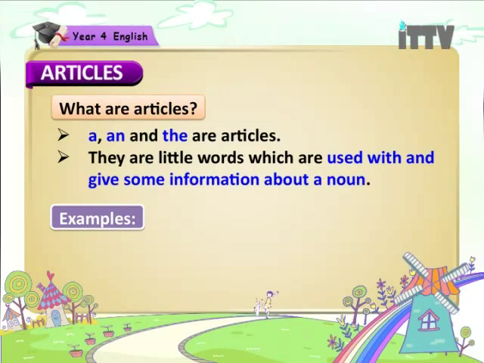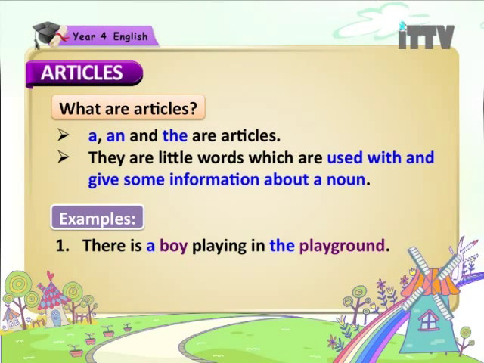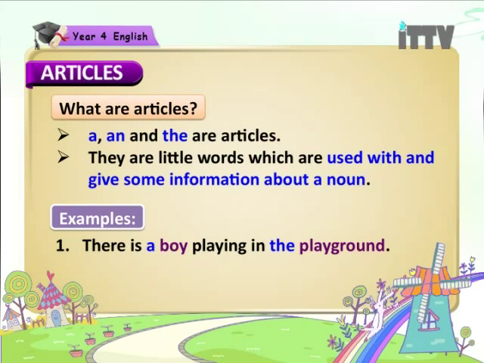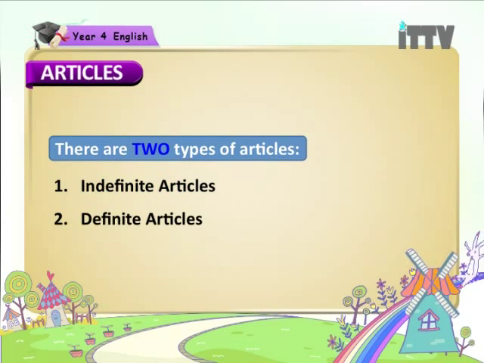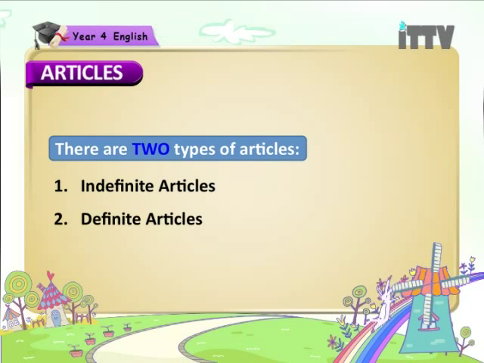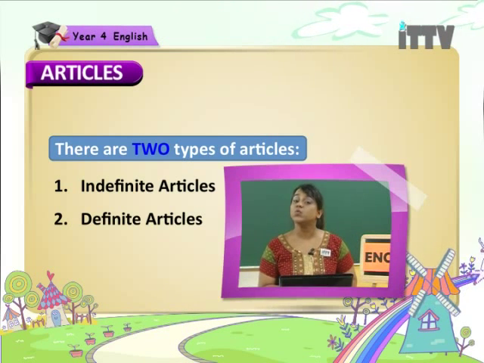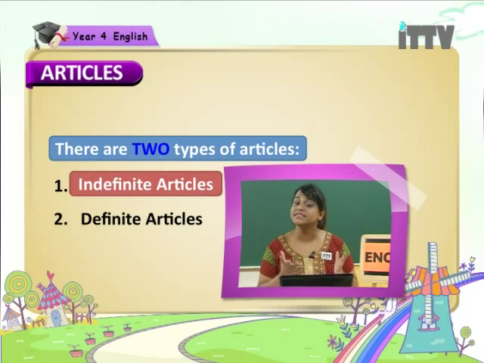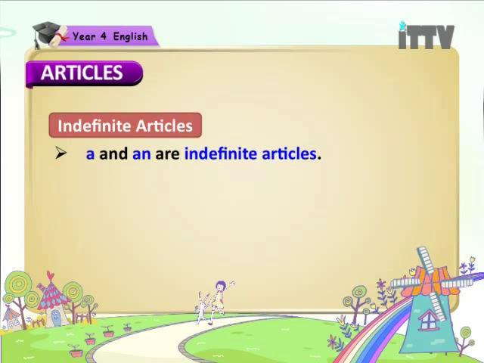Now, let us look at some examples. There is a boy playing in the playground. Mary eats an ice cream every day. Now, there are two types of articles: indefinite articles and definite articles. For today's lesson, we are going to do indefinite articles. Stay with me. A and an are indefinite articles.